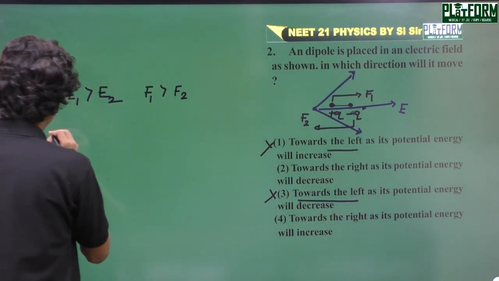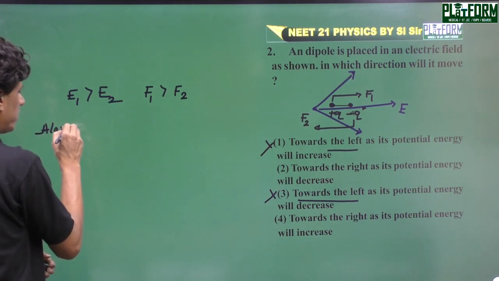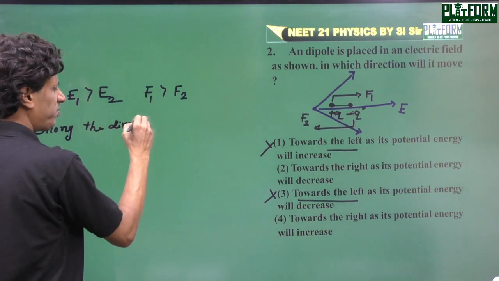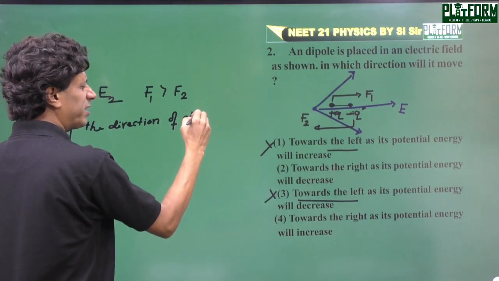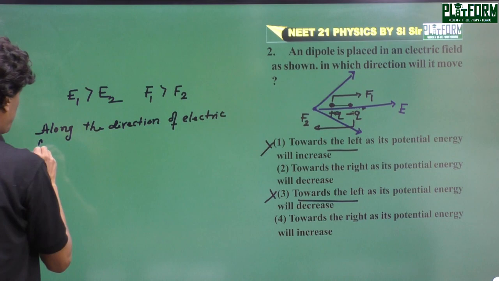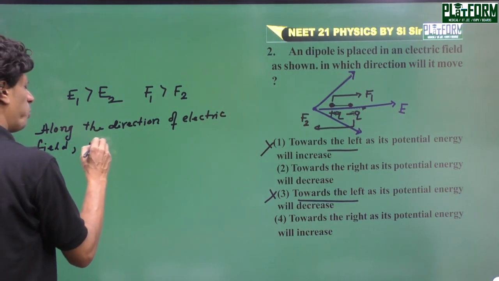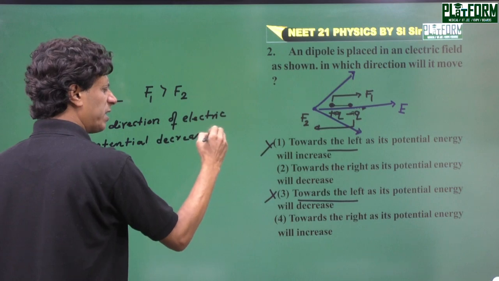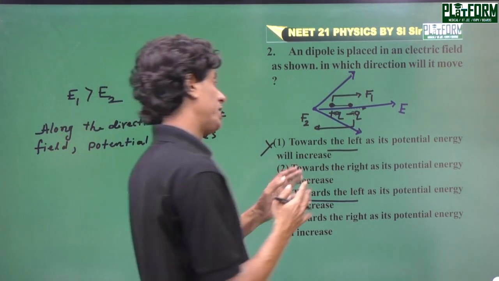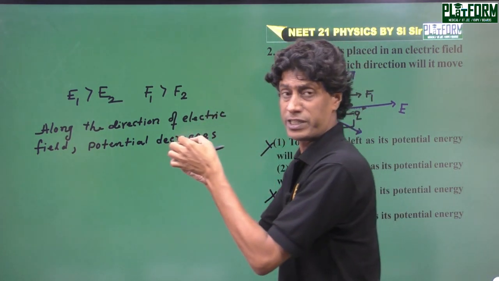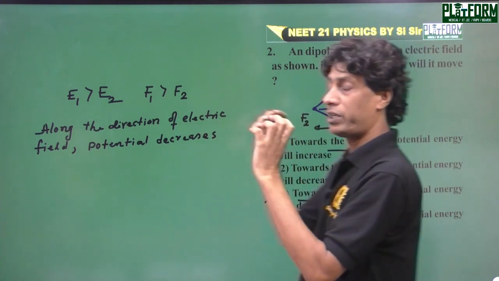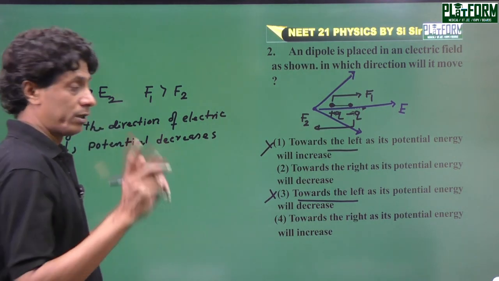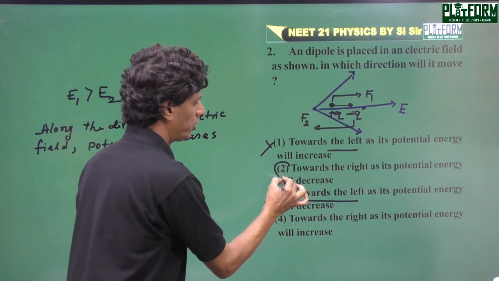Along the direction of electric field, you know, this is a very important concept. Along the direction of electric field, potential decreases. Against the direction of electric field, if we move against the direction of electric field, potential increases. If we move along the direction of electric field, potential decreases. So finally, the potential energy of the system decreases. Therefore, the right option here is 2.